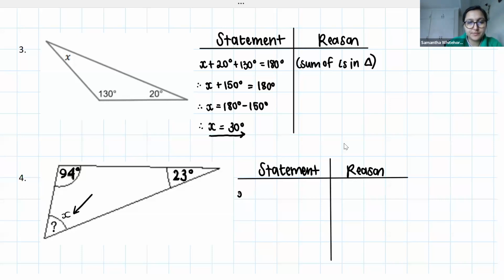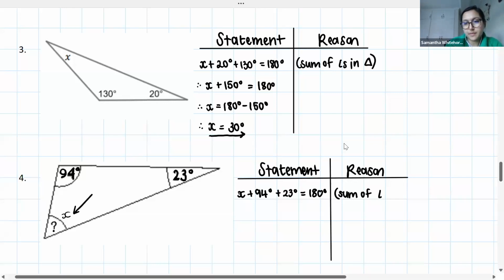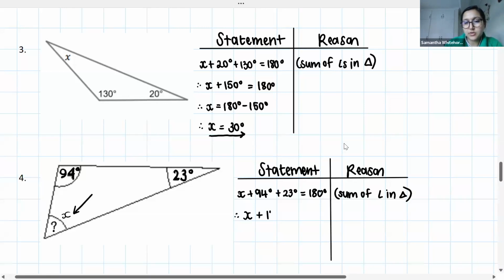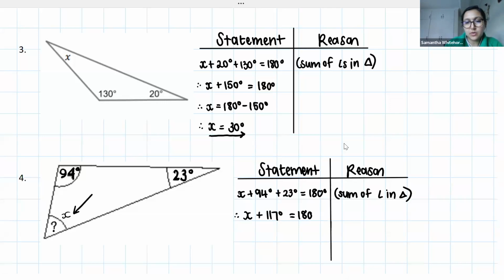Alrighty, so x plus 94 plus 23 must give us 180 degrees, and we know this because it's the sum of angles in a triangle. Because we know this, we can now go and work this out. So 94 plus 23 is 117 degrees. We're going to use our solving equation methods.